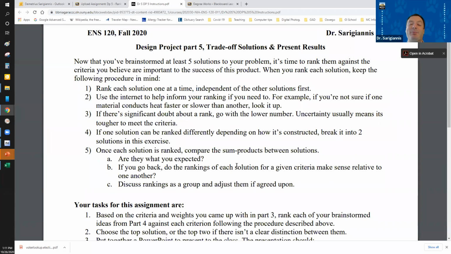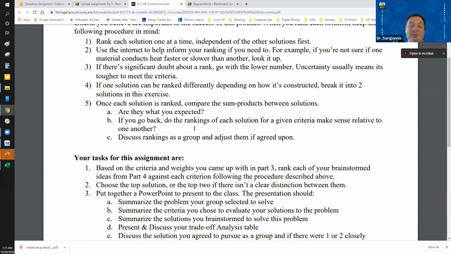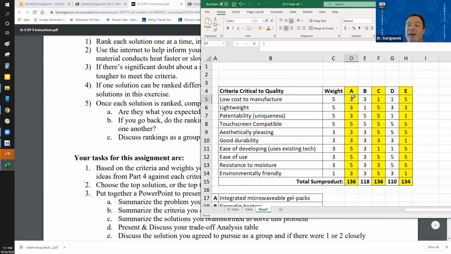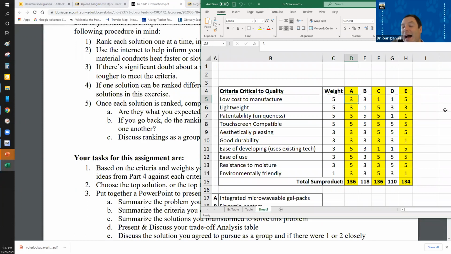Once each solution is ranked, compare the sum products between solutions. Are they what you expected? Go back, look at the rankings of each solution. Do they make sense relative to one another? This is where you can go back now and you have all the solutions in front of you and say, okay, instead of just looking at them one at a time, why did I rank this? Maybe you forgot. By the time you got to the fifth one, you forgot what you said about A, and you realize, oh, you know what, E and A are very similar with respect to the weight. So I'm going to rank, say I originally ranked this a 1.